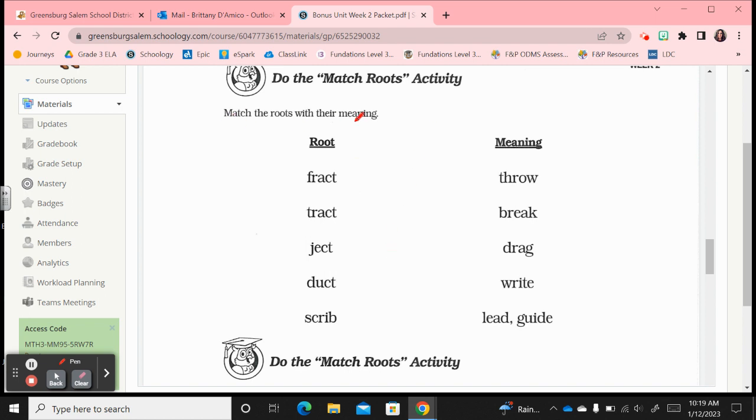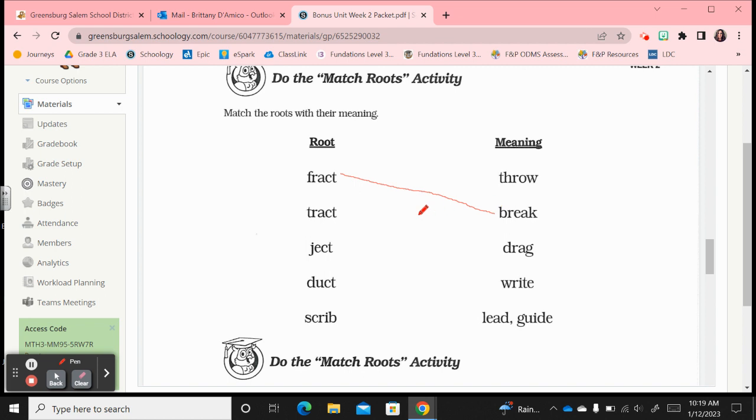Okay, now this part is do the match roots activity. It just says match the roots on the left side here with their meaning over on the right. So we're just going to draw a line. Well, this one should look familiar because it was on the previous page. Fract, like if you fracture a bone, that means you break a bone. Okay, so I'm going to connect fract to the meaning break.